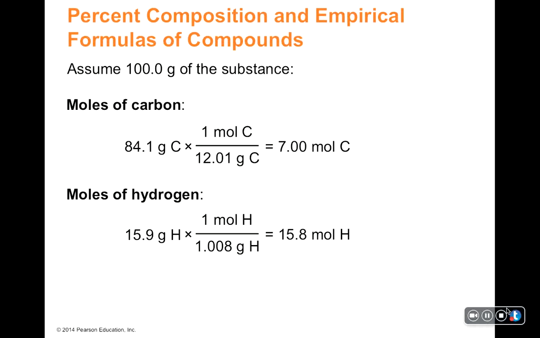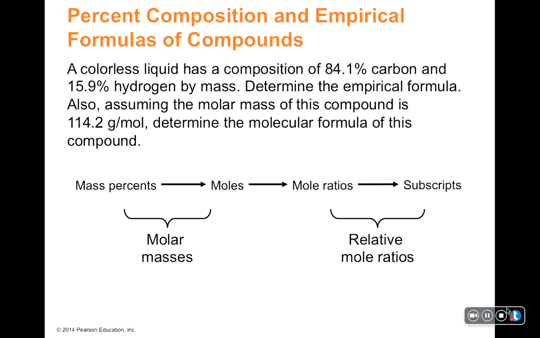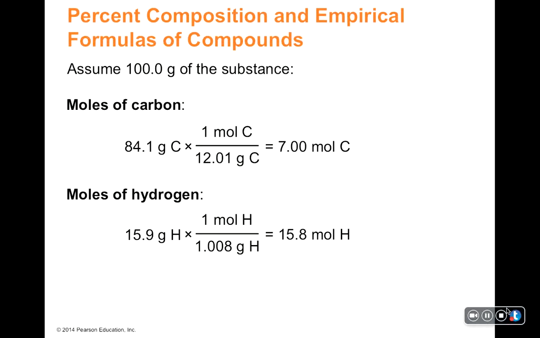So if we assume we have 100 grams, that means that we have 84.1 grams of carbon and 15.9 grams of hydrogen because of the percent that we're given. Okay, so we were given the percent by mass. So if we assume 100 grams, we know how much is carbon and how much is hydrogen.